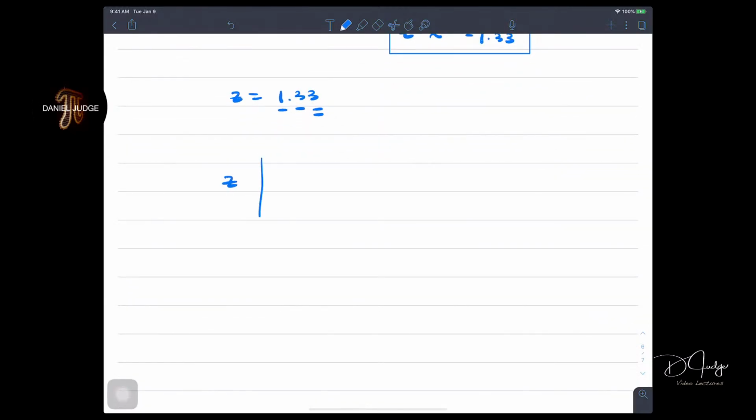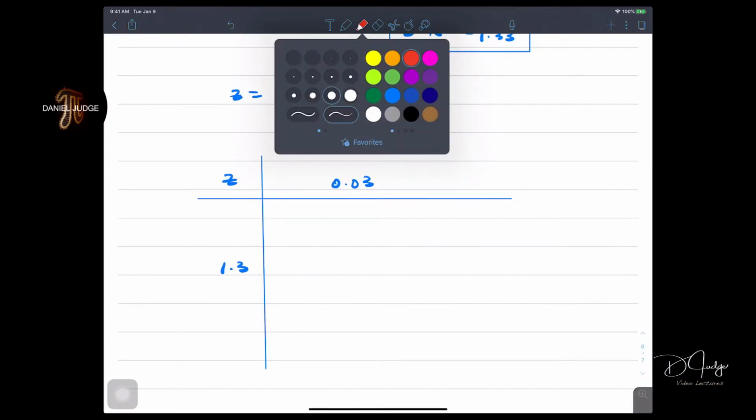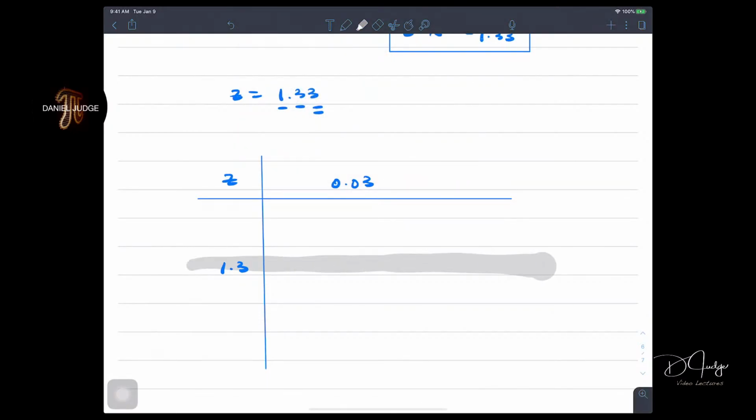So you're going to go to your table. We need the 1.3 row, the 0.3 column, and we have to find what is there. So we say 1.3 row, 0.3 column, ladies and gentlemen. And I mean, that's not straight. So let's draw it straighter. There we go.